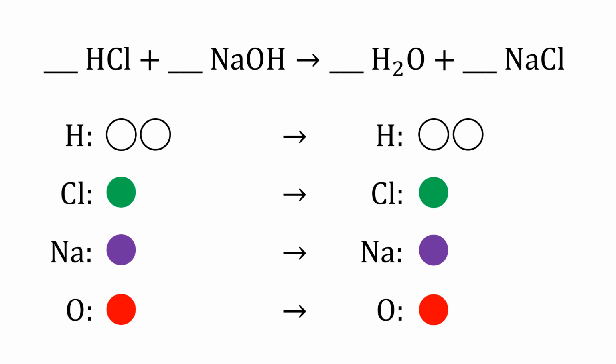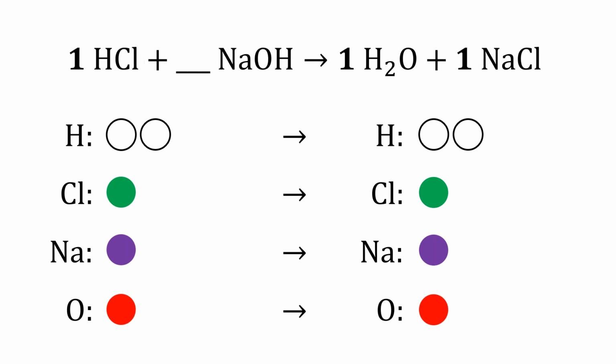On the left side, we have one chlorine. On the right side, we have one chlorine. The left side has one Na, the right side has one Na. The left side has one O, and the right side has one O. Everything here is accounted for. You can start with one HCl and one NaOH and make one H2O and one NaCl. You don't actually have to change the balancing on this one. It's okay if all of the coefficients end up being 1. Sometimes it's just that simple.